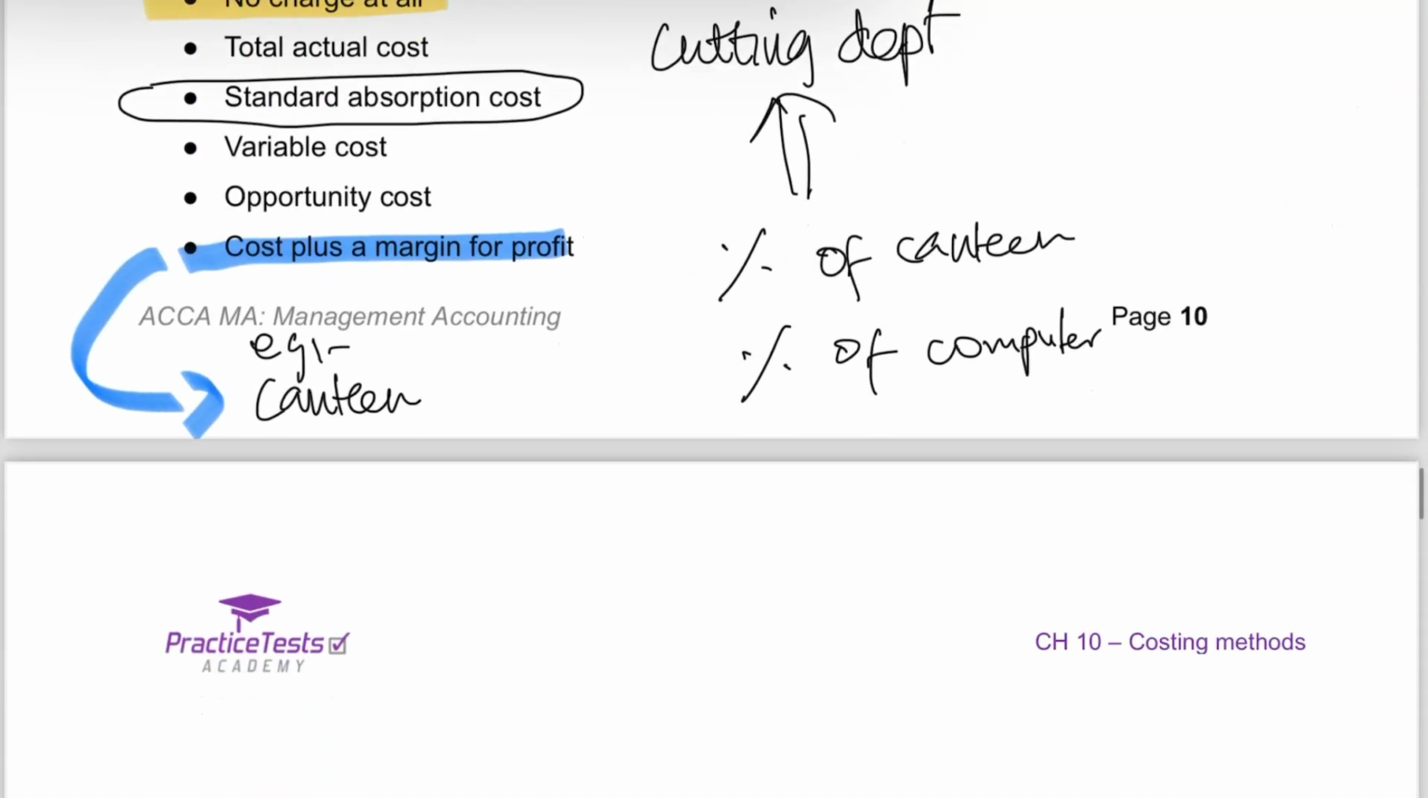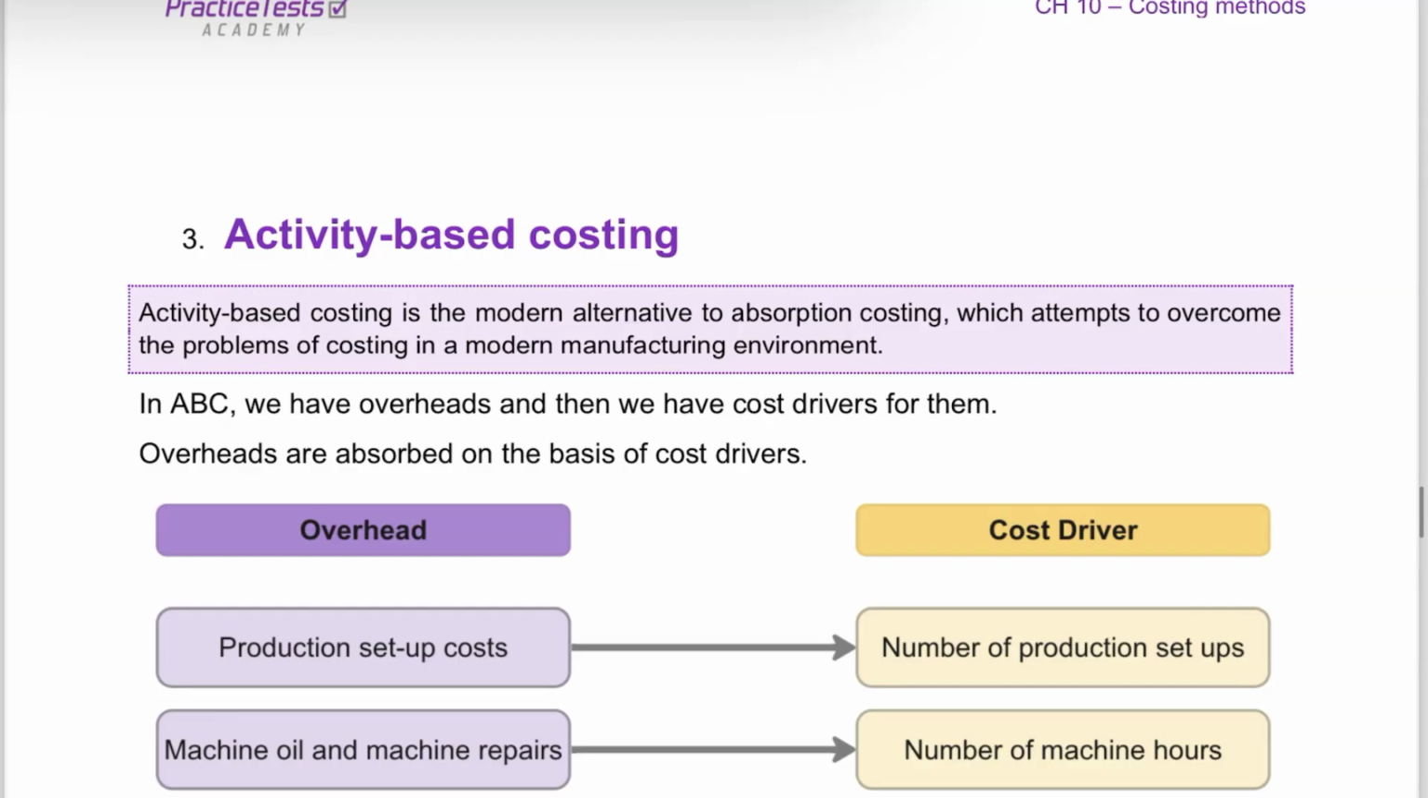So in our final video, we'll be discussing the concept of activity-based costing and life cycle costing and target costing. That was Neesha on service costing.